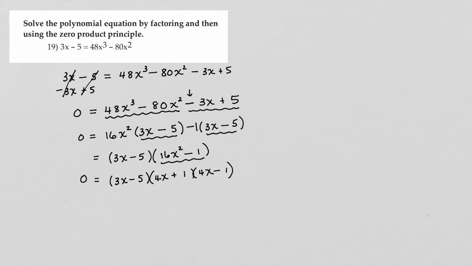So since this set of factors multiply to make 0, that means that one of them must be equal to 0, one of the factors. So we take each factor and we solve for x. So here I can add 5 to both sides and divide by 3, and I get x equals 5 over 3.